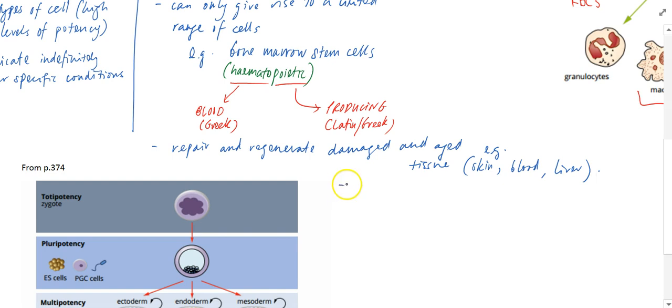Okay. And the last thing, and this distinguishes it from the embryonic stem cells, is that they do not replicate indefinitely. So they have a lifespan before they can no longer replicate. So this limits their use in therapeutical applications. Okay.